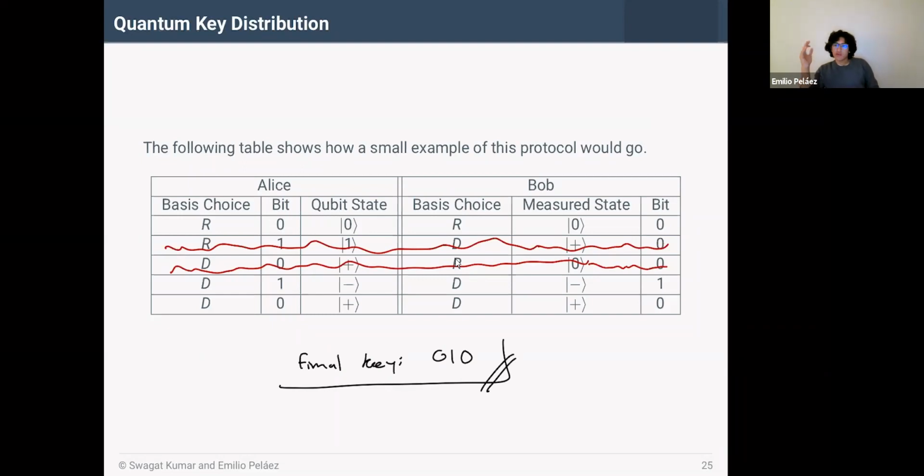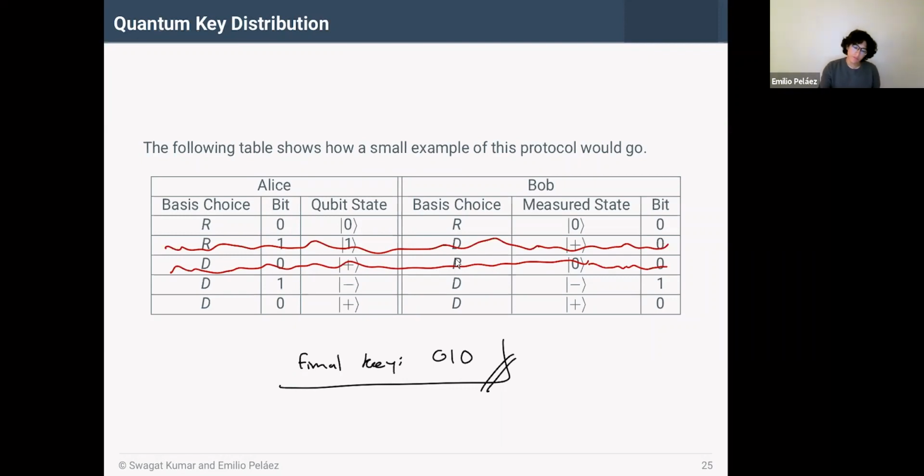In reality, this will be repeated hundreds and hundreds of times to get a 100-bit long key, or thousands of bits long. So yeah, this is just a small example. In reality, this is done for a lot of bits. And just one more thing in here.